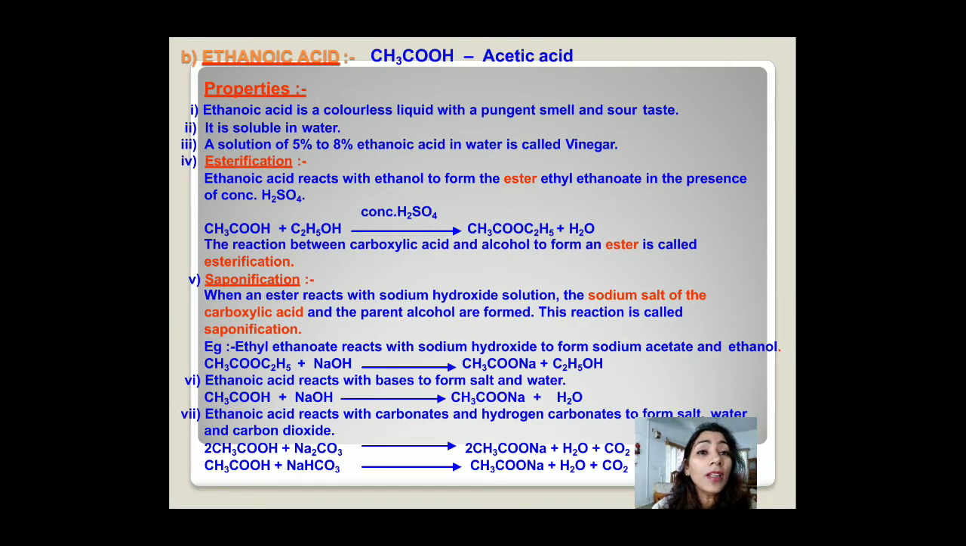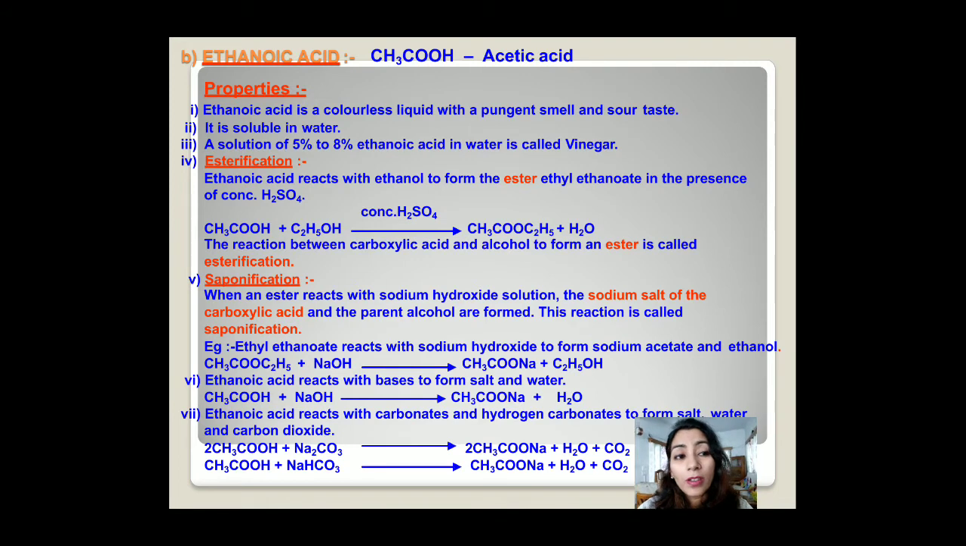Next, the main important reaction of acetic acid is esterification. What is an ester? Ethanoic acid reacts with ethanol to form the ester ethyl ethanoate in the presence of concentrated sulfuric acid. Acetic acid CH3COOH and ethanol C2H5OH, in presence of concentrated sulfuric acid, will give CH3COOC2H5. COO will come in the center and water will be released. The reaction between a carboxylic acid and an alcohol to form an ester is called esterification.